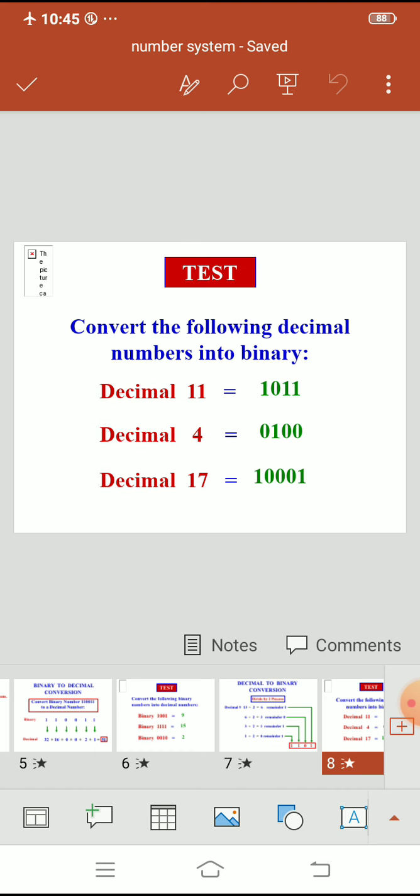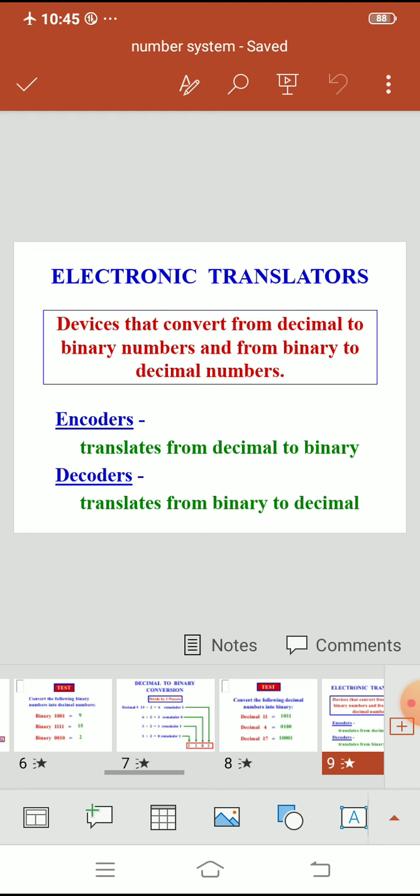Test. Convert the following decimal numbers into binary. Decimal 11 is equivalent to which binary number? Decimal 4 is equivalent to which binary number? Decimal 17 is equivalent to which binary number?